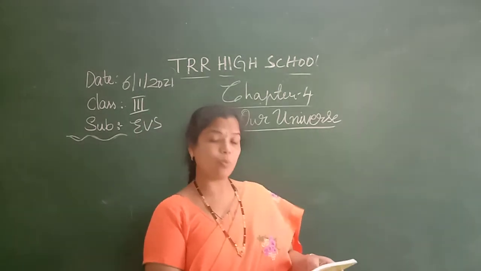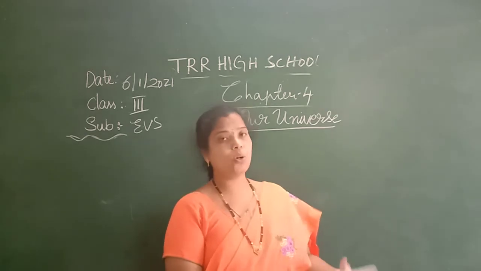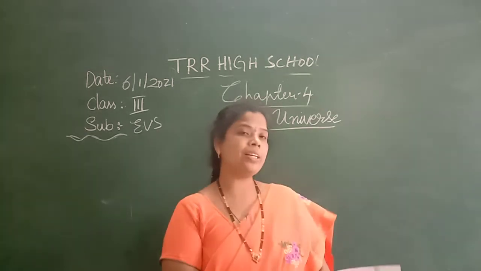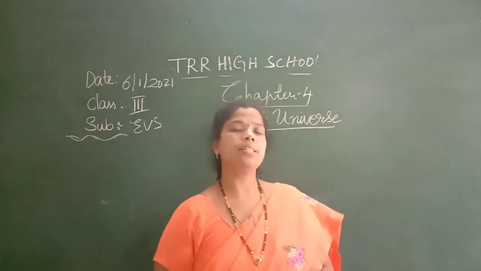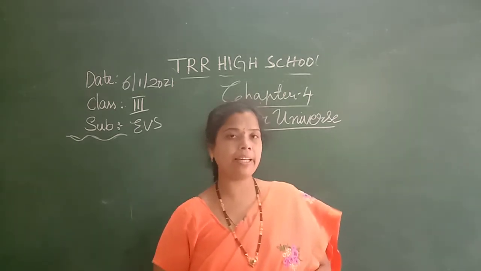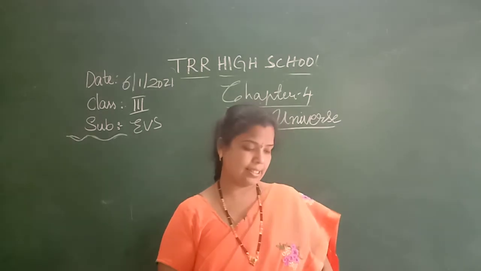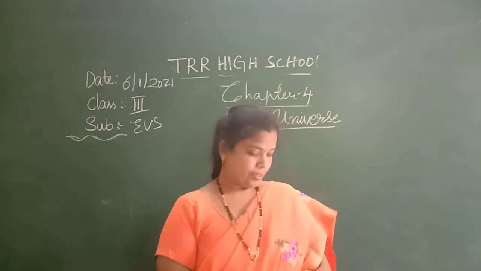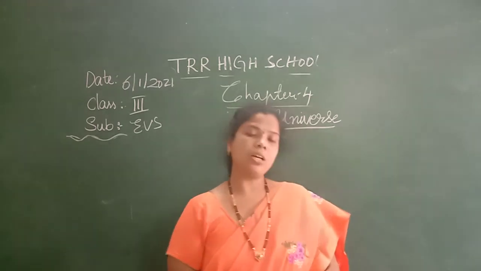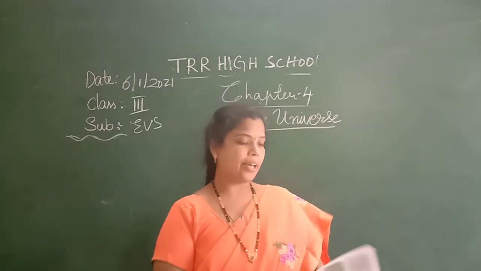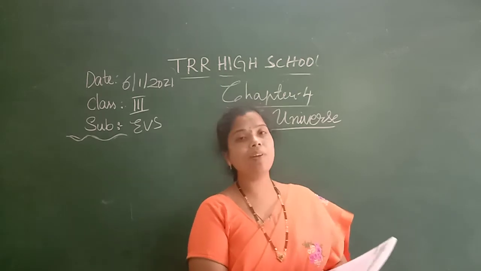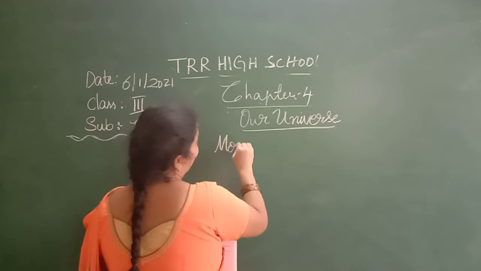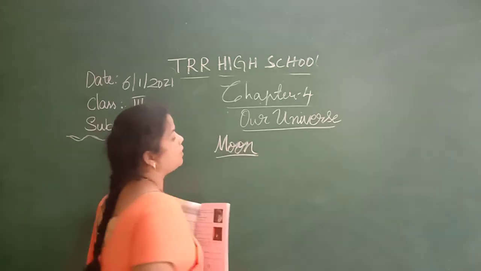We will know more about our universe. So we came to know that in our universe we have the sun, moon, stars, all the 8 planets as well as satellites. All these form the universe. And now we will know about the moon. Today we will know more about the moon.